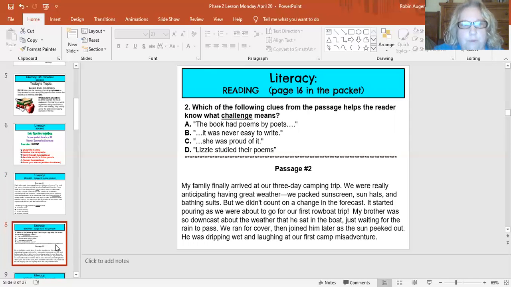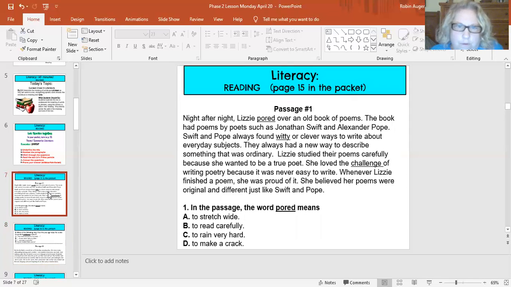Okay. Now, I wanted to go back to the word witty. I wonder if we can figure out what that means. Okay. It says Swift and Pope always found witty or clever ways to write about everyday subjects. I wonder if you can find what the clue is in that sentence that shows us what witty means. So when you read that sentence, there's another word that follows witty that kind of gives us that clue. All right. Swift and Pope always found witty or clever ways to write about everyday subjects.